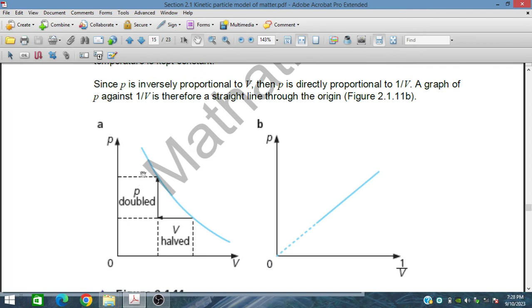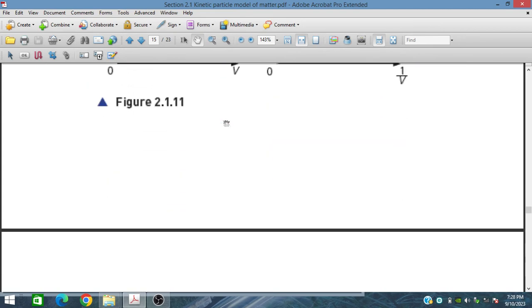So if we double the pressure, here the pressure is at this point and the volume is this. If we increase the pressure, the volume will be reduced to half this value. Suppose this volume is 10, here we have 5. Here the pressure is P1 and here we have P2. So the pressure is doubled, the volume is halved. And similarly, 1 over V and P are directly proportional, as we said earlier.